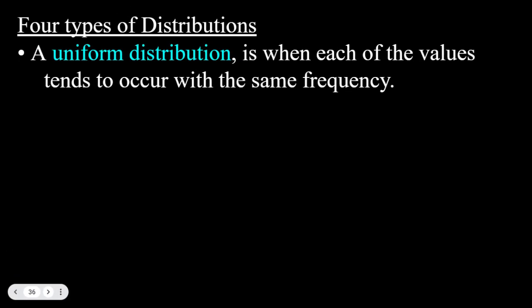We have four types of distributions that we want to consider here at the beginning of class, and the first one is a uniform distribution. If you think about uniform, everything's the same, that's exactly what this means. This is when each of the values tends to occur with the same frequency. So that is a uniform distribution.